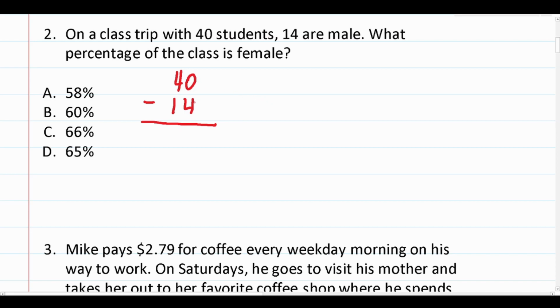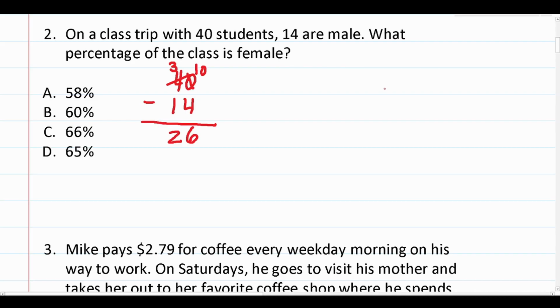So right here we have 0 minus 4, which we can't do. We're going to have to borrow from here. This is going to become a 3, and this is going to become 10. 10 minus 4 is 6, and 3 minus 1 is 2. So again, there are 26 females in the class and 14 males in the class for a total of 40 students in the class. Again, 26 plus 14 is 40.